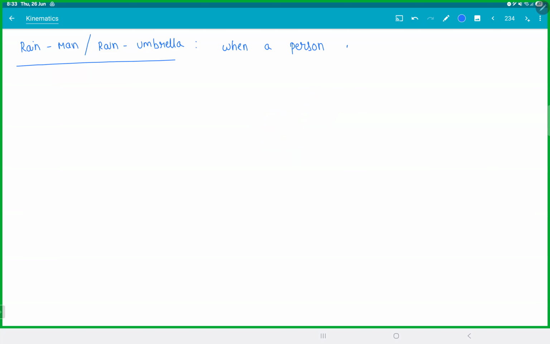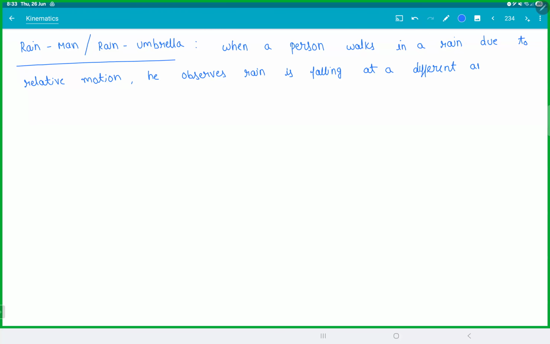So when a person walks in rain, due to relative motion, he observes rain is falling at a different angle, with respect to the ground.